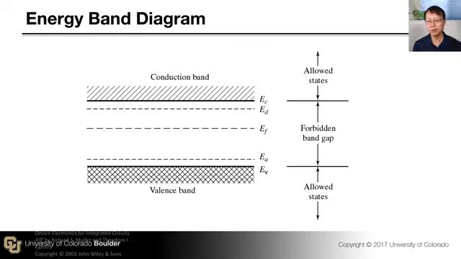So, in a very typical energy band diagram of a semiconductor, you have a higher energy region that is allowed. Electrons can be here. We call that the conduction band. The lower region of energy that is allowed, we call that the valence band. In between the conduction and valence bands, there is a region of energy that is not allowed. We call that the energy band gap or forbidden band gap.